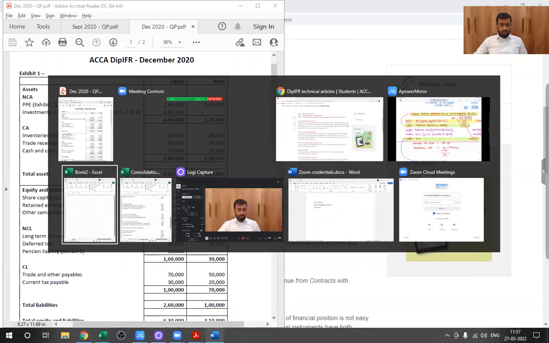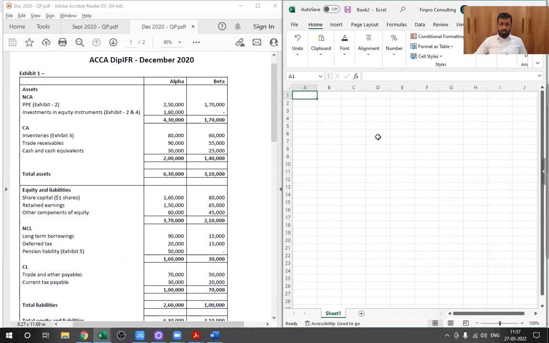We will start now with this question on balance sheet, on consolidation. This is the first question. This December 2020 was CB, so I have copy pasted this. I can use that exam scenario. However, explaining the question and solving it in an examination scenario are two different things.